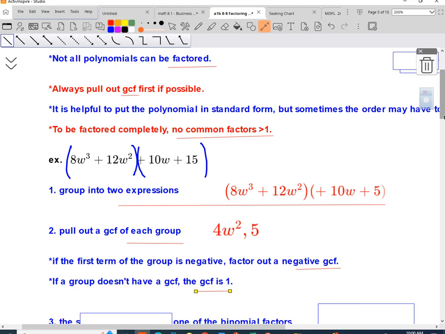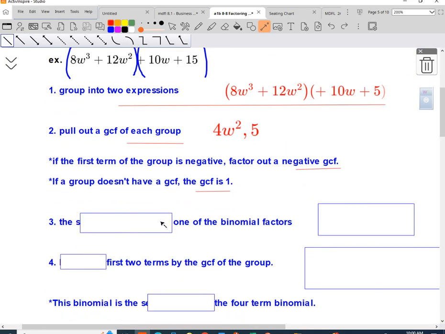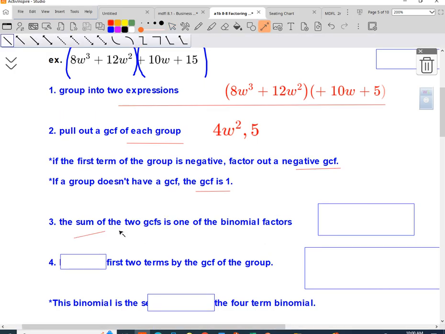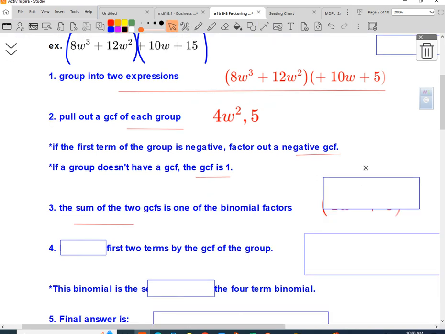Okay. So for this problem, now we're down to the step we're going to use here. The sum of these two greatest common factors is one of our factors. So the sum, that just means we're adding them. If this were a negative, we'd subtract them. Right? That's positive. So we're going to add or subtract depending on what the sign of that second greatest common factor is. So we're just adding the two greatest common factors. That's our first part of our answer. You follow along with them?